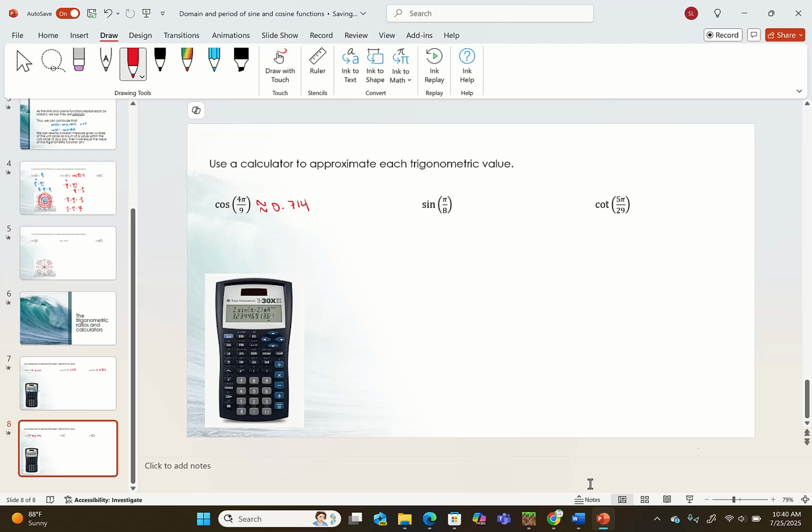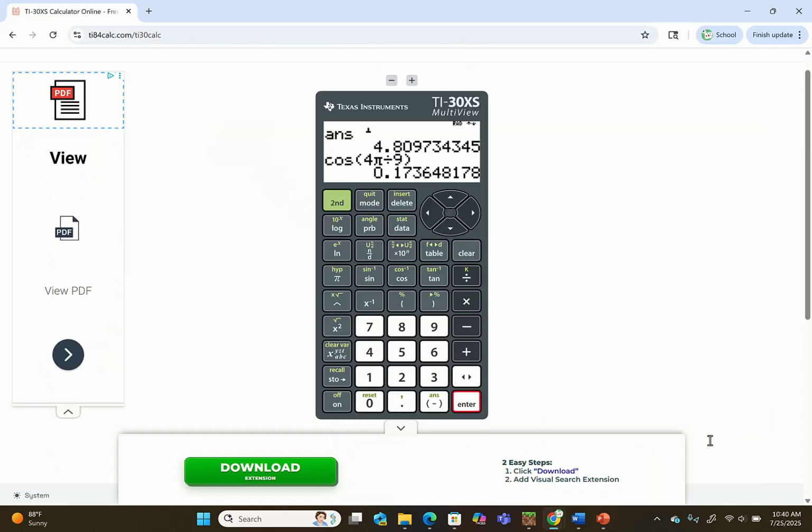Okay, next up, sine of pi over 8. Let's get that calculator. Sine of pi over 8. You'll notice my calculator automatically opens up that parenthesis. I think most calculators do that. If yours doesn't include the parenthesis, make sure you put the parenthesis there. And I see that sine of pi over 8 is 0.383.